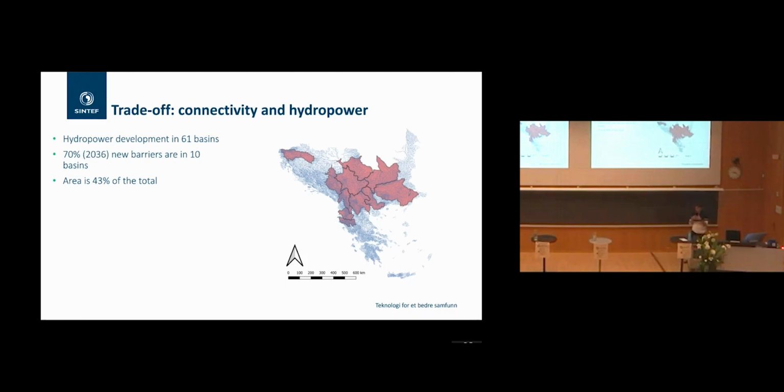I just removed some background noise from one barrier, one basin, which is a bit difficult to read. Of this 70%, 148 are large plants. Interestingly enough, almost 1,300 are plants of less than 1 megawatt. So it's mini and micro hydropower plants.